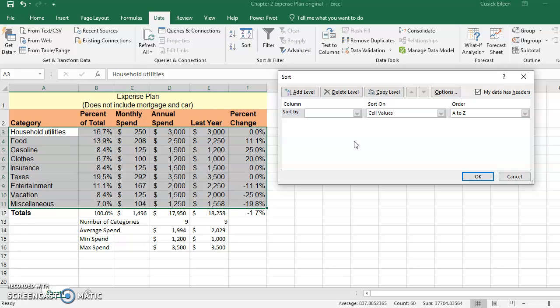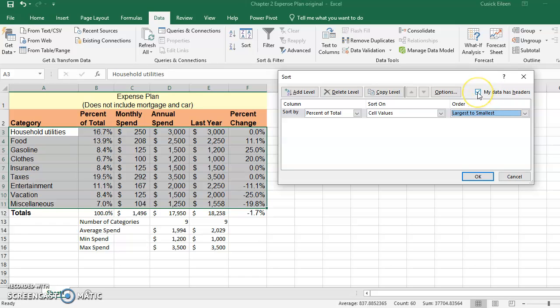Well, let's say I want to sort by the percent of total. So I want to know where my highest is. If I kind of peruse this, I can see that that would come out with the 19.5 if I go highest to lowest. So I'm going to sort by percent of total. And it's up to you if you want to go smallest to largest or largest to smallest. I'll go largest to smallest. And I have two that are 8.4%. So I am going to add a second level here.